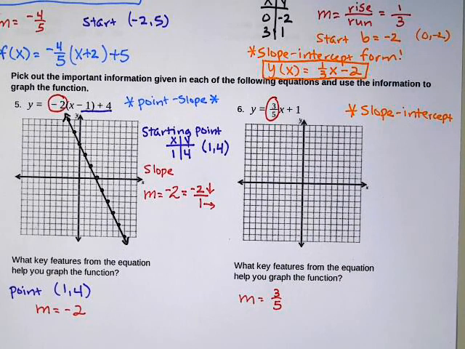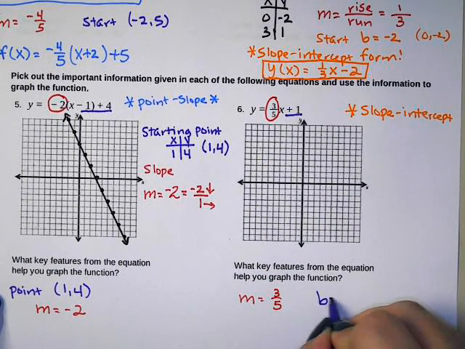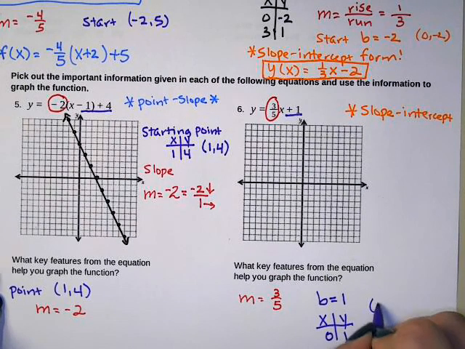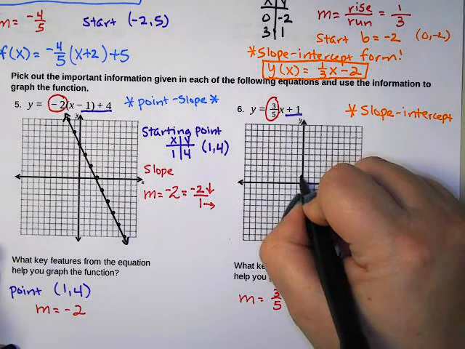And we're given that y-intercept as our starting point. So since we're given b = 1, we know that we can make our little table. We're going to start with an x value of 0 and a y value of 1. That means our starting point is the point (0, 1). So let's go ahead and do that, (0, 1).